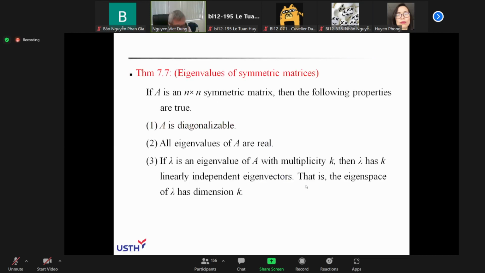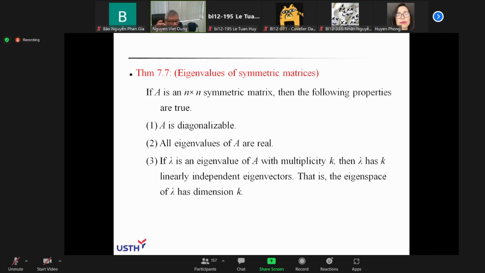Then we have the following observation about the symmetric matrix. Now suppose that we are given an n by n symmetric matrix. Then we have the following properties. The first one: the matrix A is always diagonalizable. A symmetric matrix is always diagonalizable.